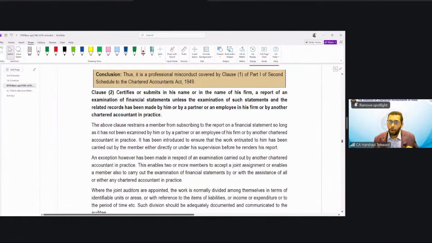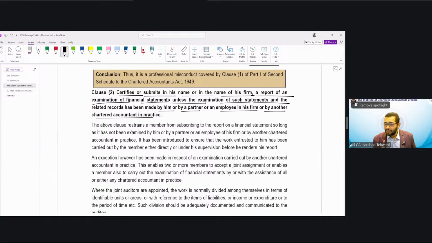Now, clause 2, very important. Clause 2 says that if a CA in practice certifies or submits in his name or the name of his firm a report on the examination of the financial statements, unless the examination of such statements and the records have been made by him, by a partner or employee in his firm, or by another chartered accountant in practice. Understand? So what is being said is that unless you have verified, if you sign or issue a report in your name, you will be held guilty of professional misconduct.